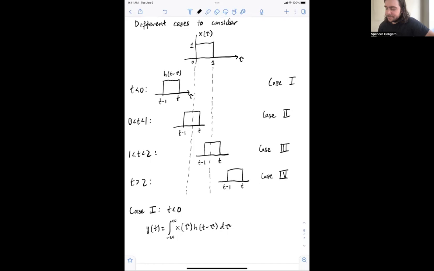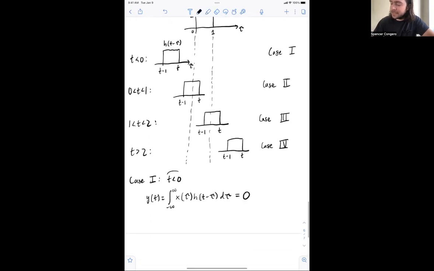Okay, and what is this integral? Well, look, for every tau value you give me, at least one of these two functions is 0. Over here, x of tau is 0. Over here, h of t minus tau is 0. Actually, both of them are 0 in that case. But the point is there's no tau value where both of these are non-zero, because it would be the intersection of these tau values and these, but you can see there's no overlap between those sections. So for every tau value, at least one of these functions is 0, so I'm just integrating 0, which gives me 0. So when t is less than 0, the convolution of these two functions is 0.